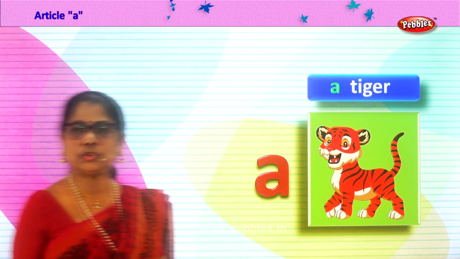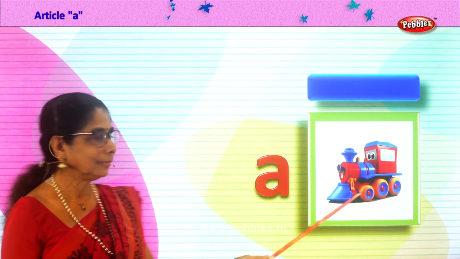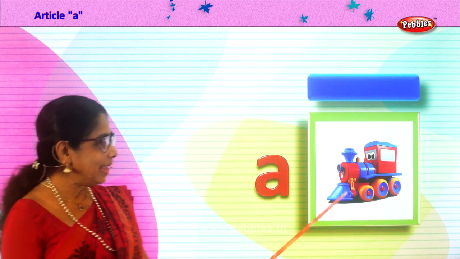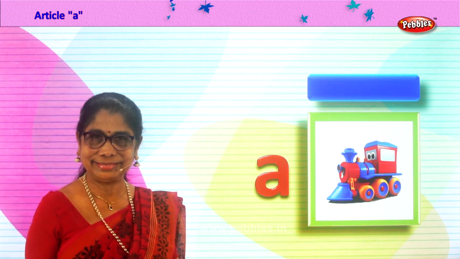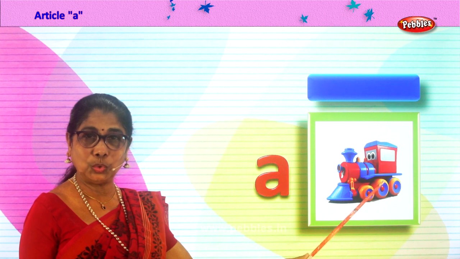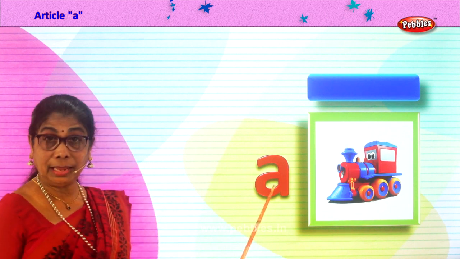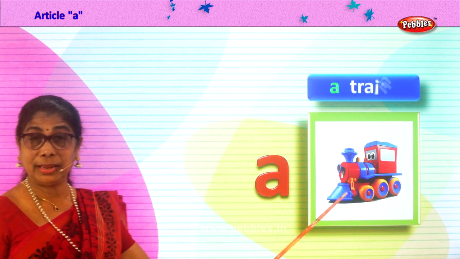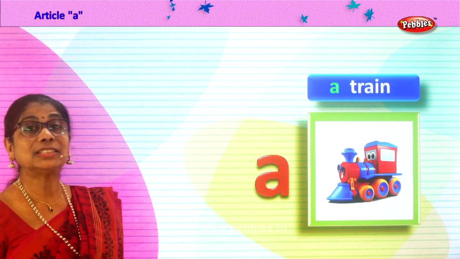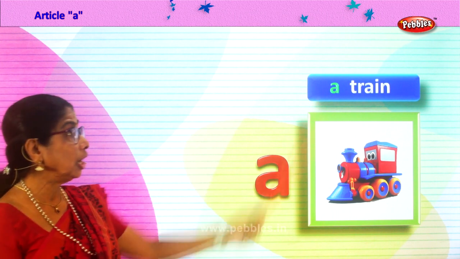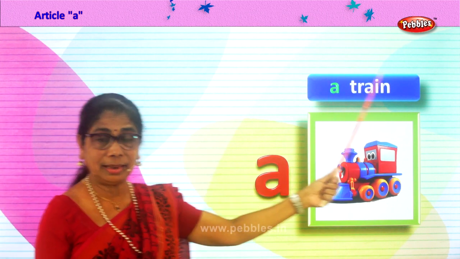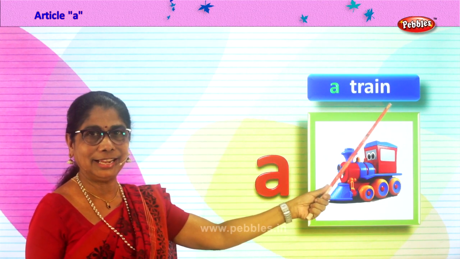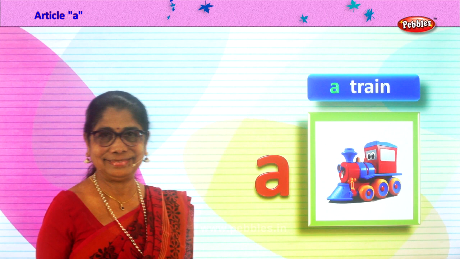Let's look at a new picture. You like this? Train. Where are you going? You can go anywhere in the long train. Article A is always put before the consonant. Spell train. T. So consonant T. Now, a train. T-R-A-I-N. Train. A train. Good.